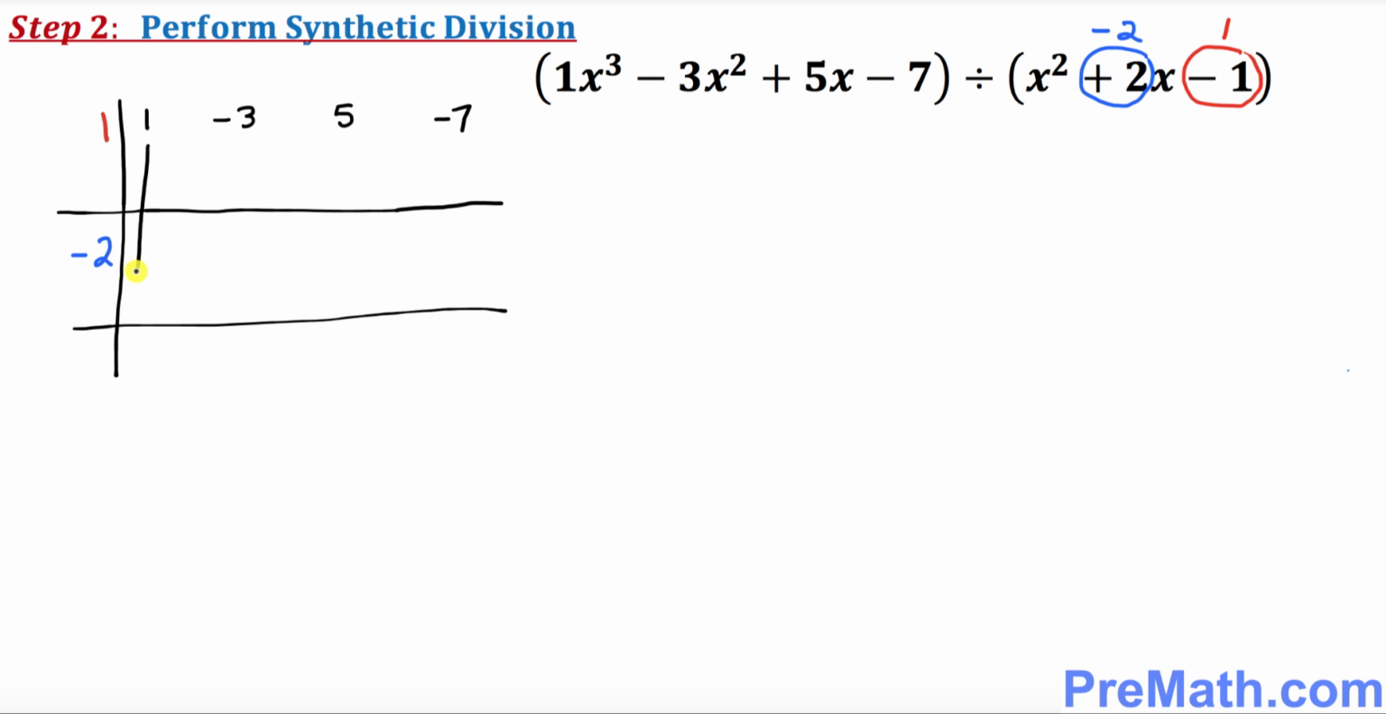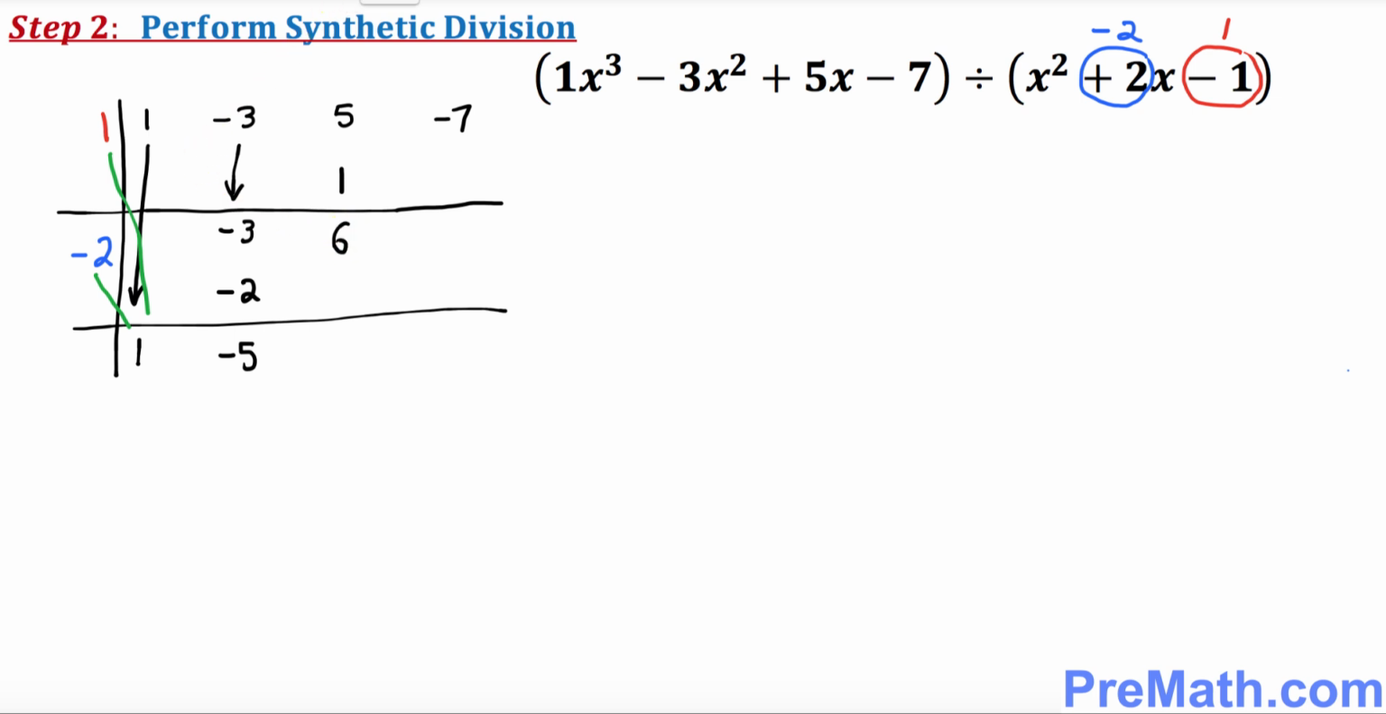This one, I want you to bring it down all the way over here as it is. 1 is over here. Likewise, this -3, bring it down over here. This becomes -3 as it is. Now the next thing, I want you to go ahead and multiply this. -2 times 1 is -2, and likewise I want you to multiply this. 1 times 1 is simply 1 right up here. Let's simplify these. -3 and -2 makes -5, and 5 and 1 makes 6.